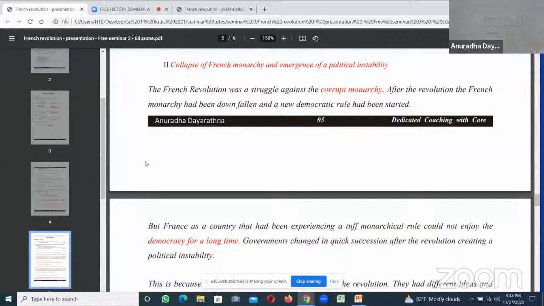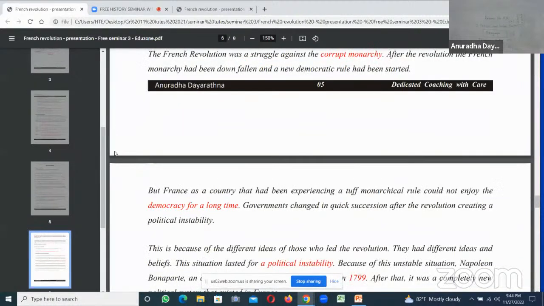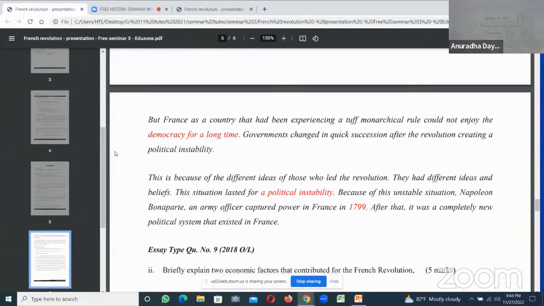But France, as a country that had been experiencing a tough monarchical rule, could not enjoy democracy for a long time. Governments changed in quick succession after the revolution, creating political instability. This is because of the different ideas of those who led the revolution. They had different ideas and beliefs. This situation lasted as political instability. Because of this unstable situation, Napoleon Bonaparte, an army officer, captured power in France in 1799. After that, a completely new political system existed in France.